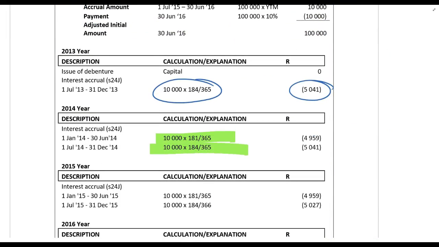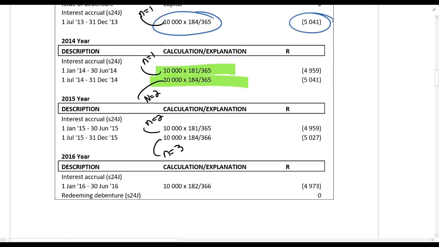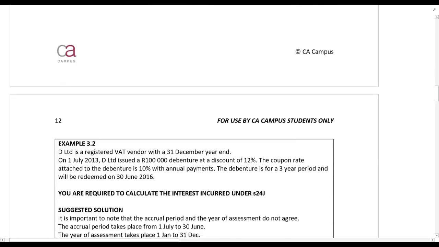Right, so N1, N2, N3. And that's basically what we do for the whole of this question.